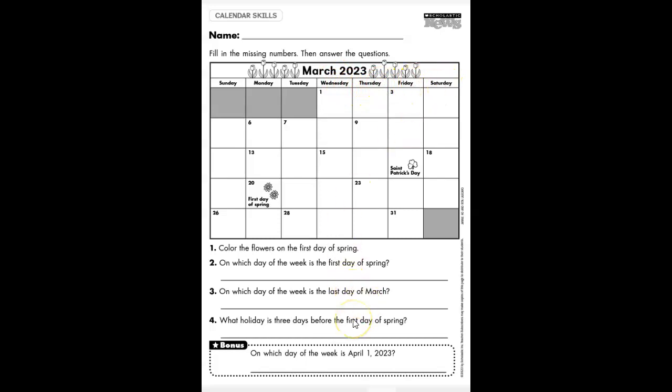And yes, you need to use an uppercase letter and a full sentence. So you need to write, the first day of spring is on a Monday, Tuesday, Wednesday, Thursday, Friday, Saturday, Sunday.